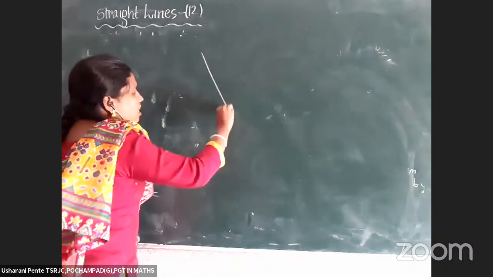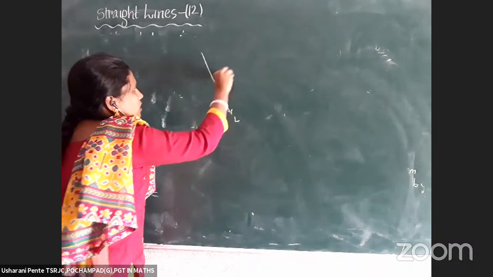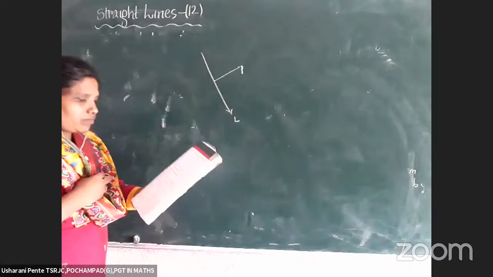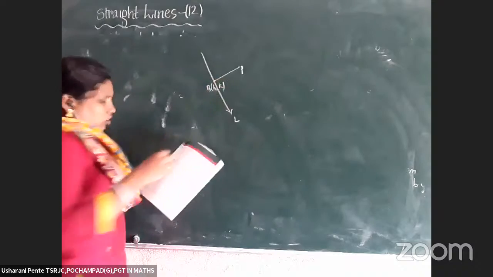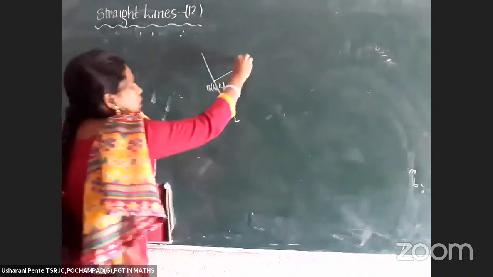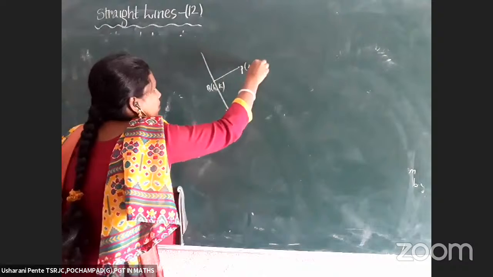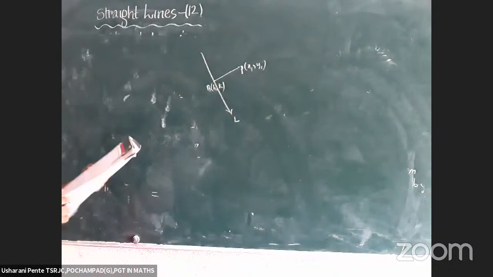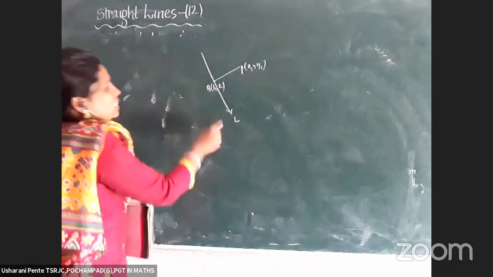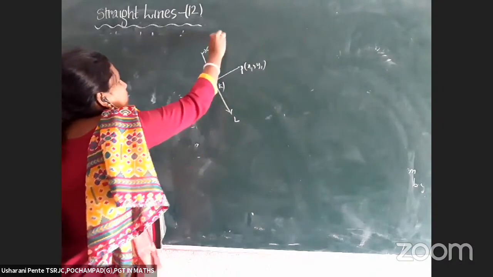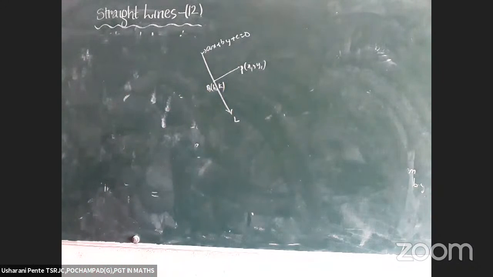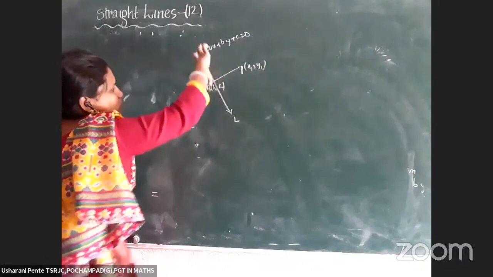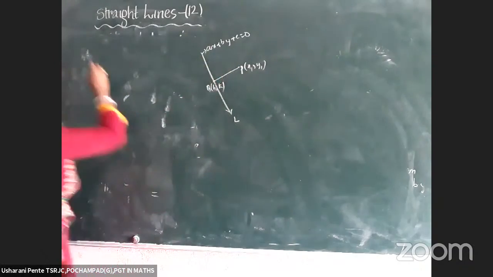They have given us a line L, and there is a point Q which is the foot of the perpendicular. Q(h, k) is the foot of the perpendicular from a point P(x1, y1) on this line. This line is ax plus by plus c is equal to 0. Therefore, PQ is perpendicular to this given line.